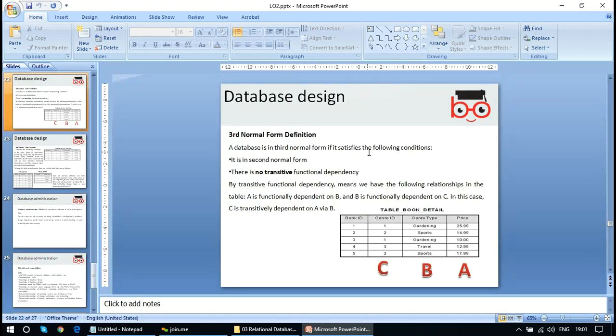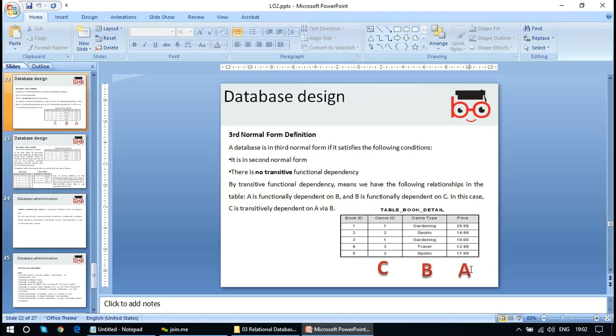A database is in third normal form only if it satisfies the second normal form first. And what is the condition of the second normal form? Then it must be in the first normal form and satisfy the second normal form conditions. So the third normal form says it should be in the second normal form, meaning it did the first and second normal form things as well, and there is no transitive functional dependency. Transitive functional dependency means we have the following relationship in the table.